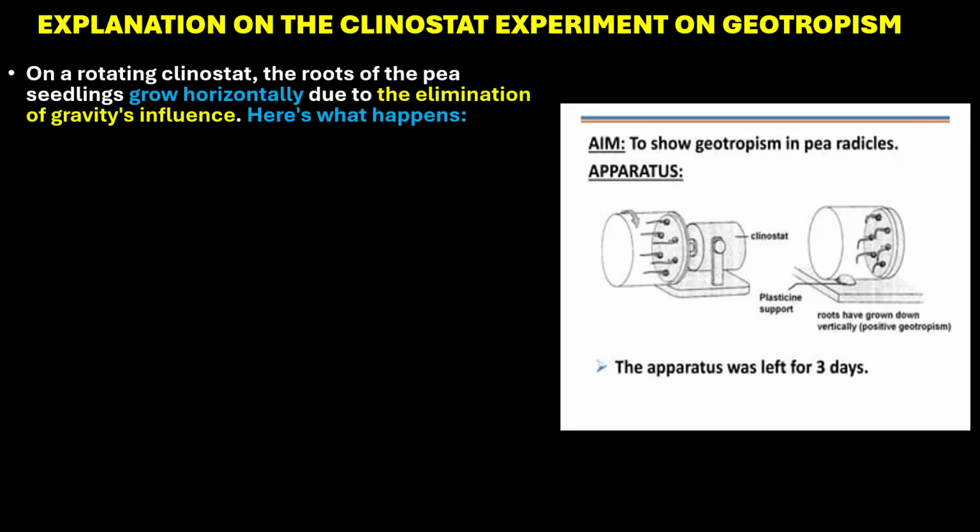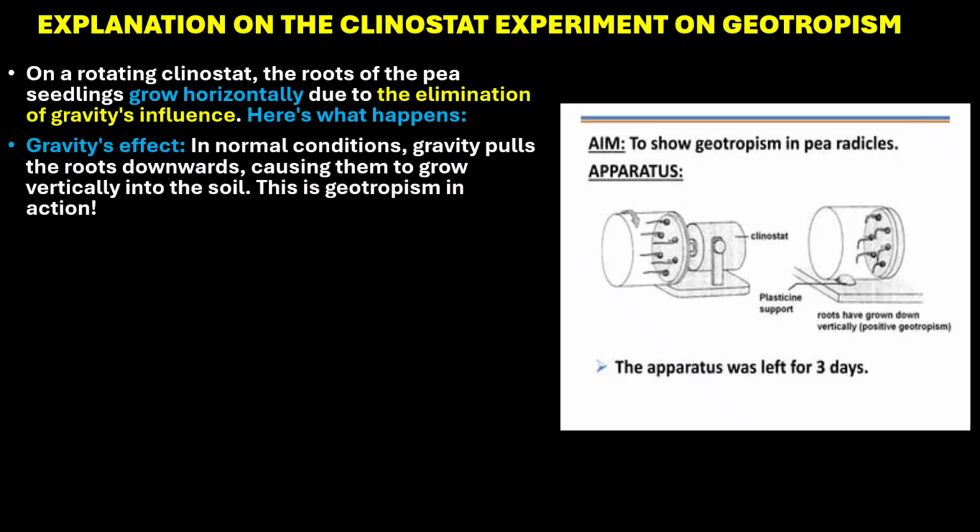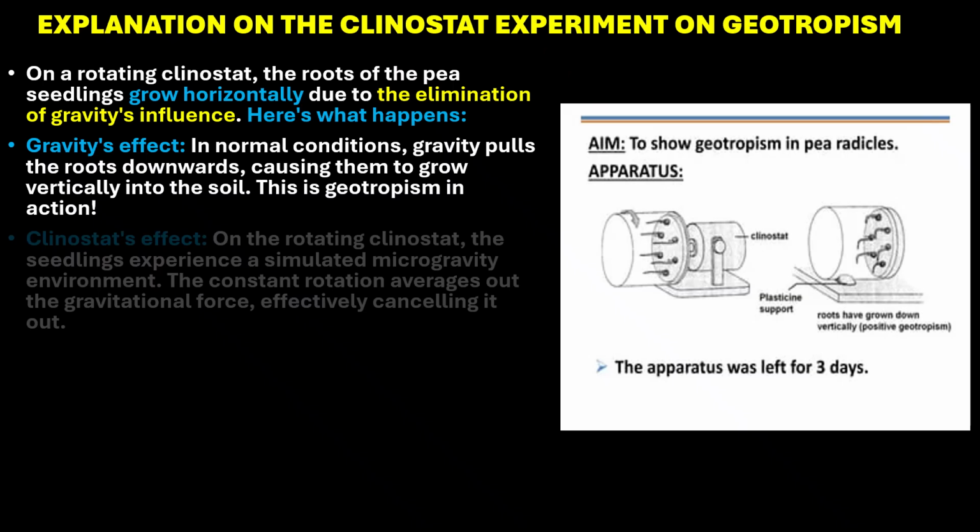We have to explain. So on a rotating clinostat, the roots of the pea seedlings grow horizontally due to the elimination. The word elimination here means removal. Due to the removal of gravity's influence. Here is what happened. Let's look at it. With the effect of gravity, in normal conditions, gravity pulls the roots downwards. Like we are seeing in this particular case, gravity pulls everything downwards, causing them to grow vertically into the soil. This is naturally called geotropism. That is, geotropism is happening.